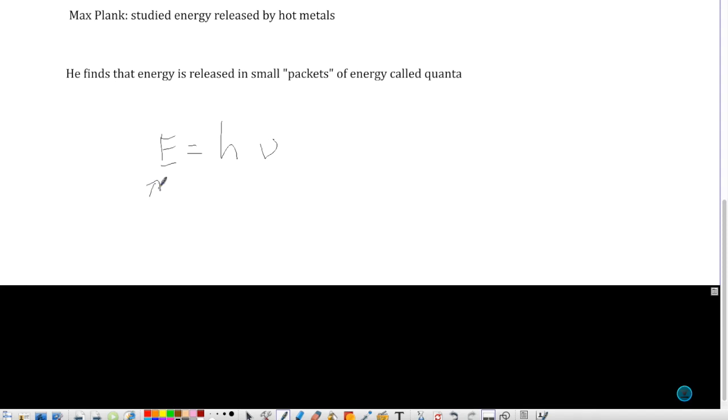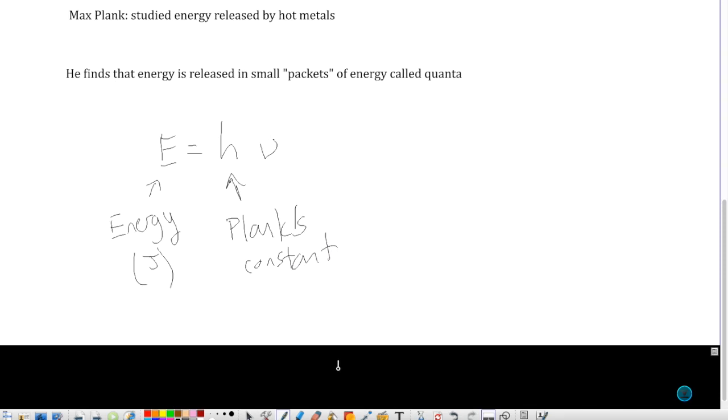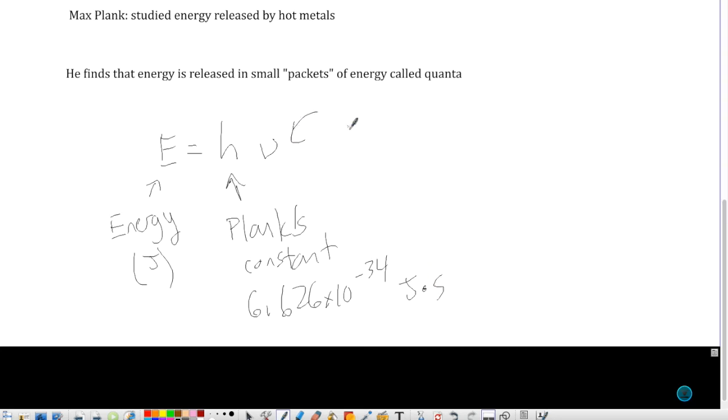And so this is energy. The units are going to be joules. Okay, this is Planck's constant. Planck's constant has a value of 6.626 times 10 to the minus 34 joules times seconds. And this is going to be the frequency of the light.